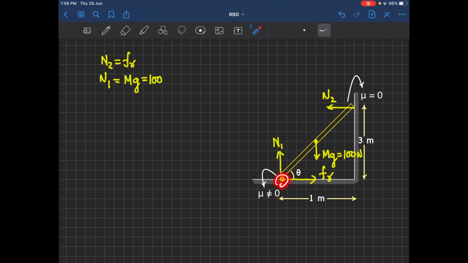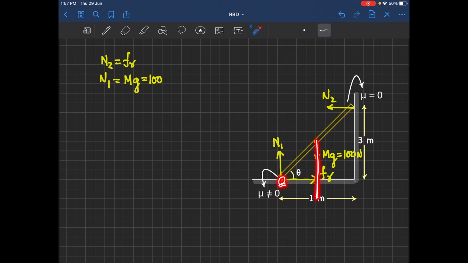Because I know torque will be 0 about any point I choose, but at this point there are two forces passing, right. So, if I choose torque about this point, then these two forces will have torque 0. So, the number of terms will decrease. So, let us write torque about this bottommost point.